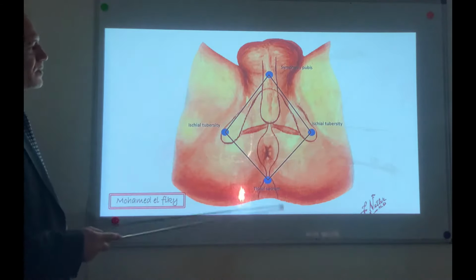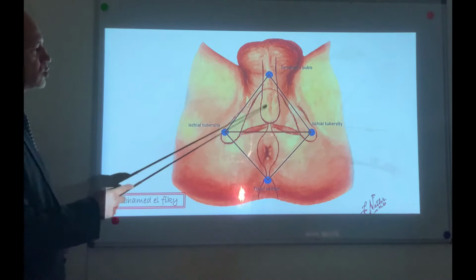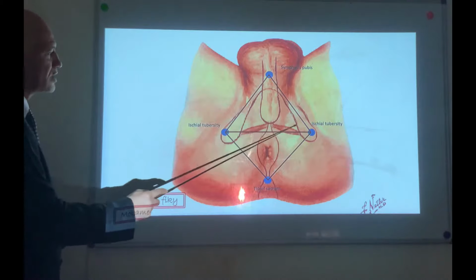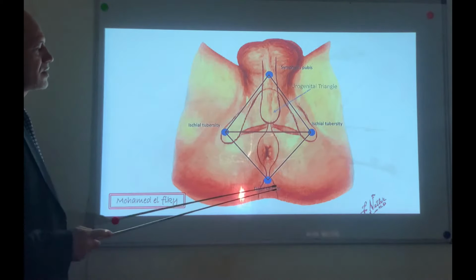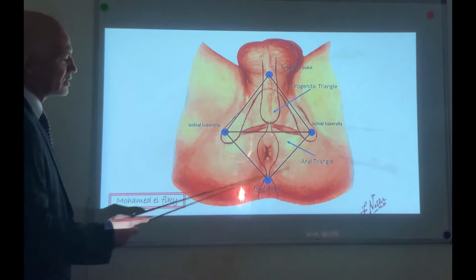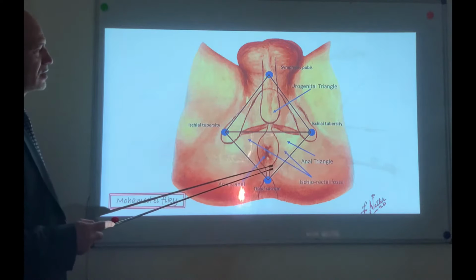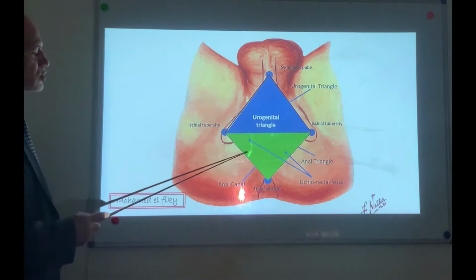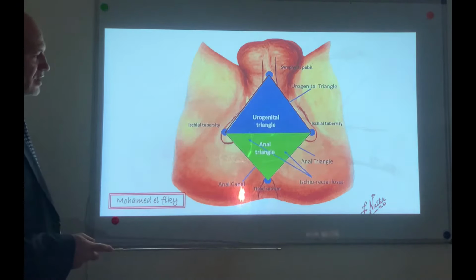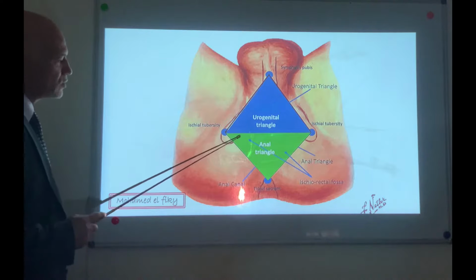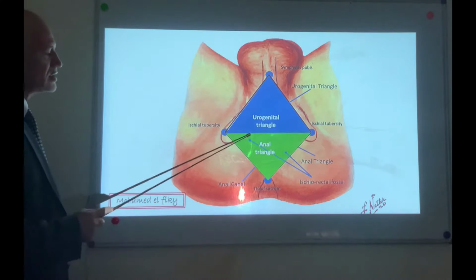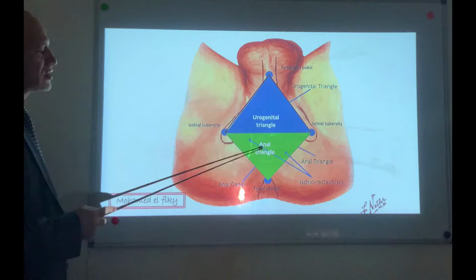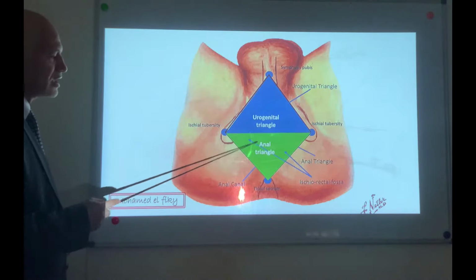this line represents the sacrotuberous ligament. We divide the perineum into two triangles: the anterior triangle, which is the urogenital triangle, and the posterior triangle, which is the anal triangle. We discussed now the anal triangle. In this triangle there is the anal canal.